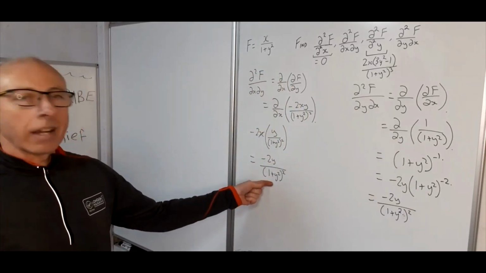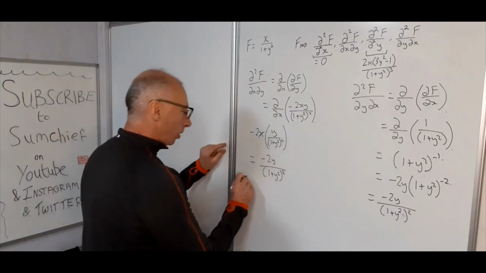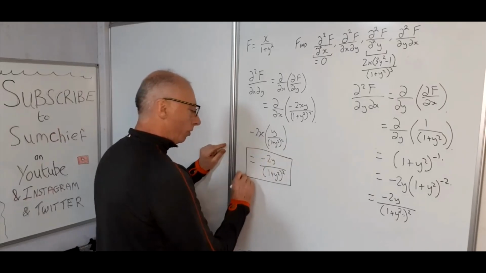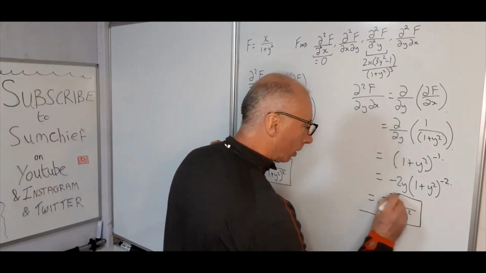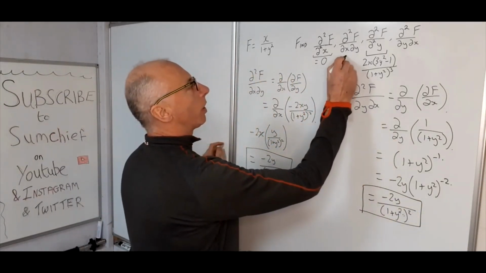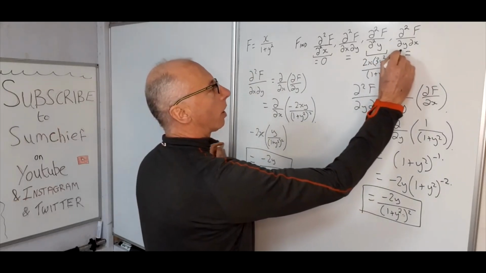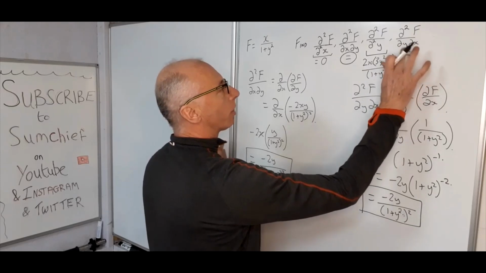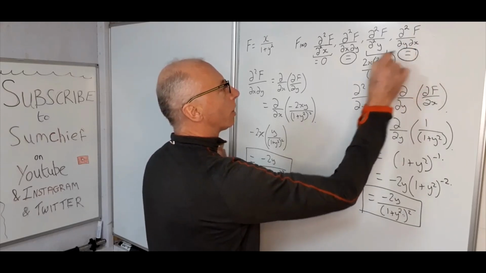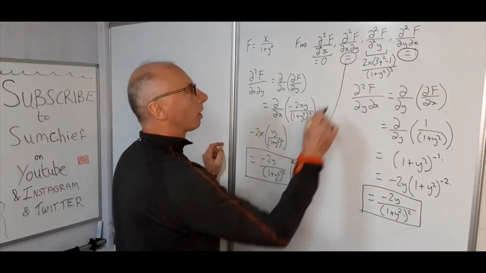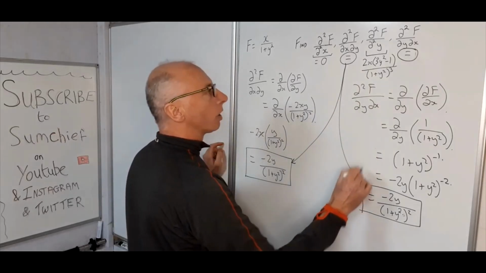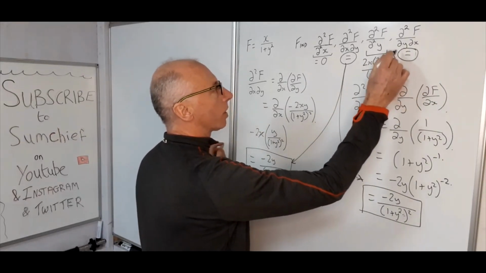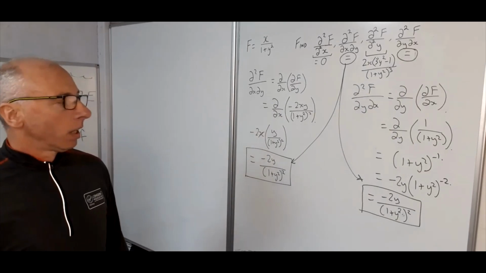So these are in fact the same partial derivative. So this one and this one are equal. So let's just put them in a nice little circle so you can see those. They will both give you the same answer. Obviously this one as well.